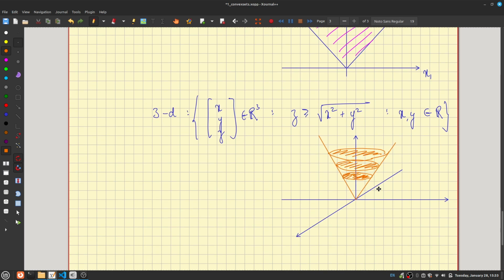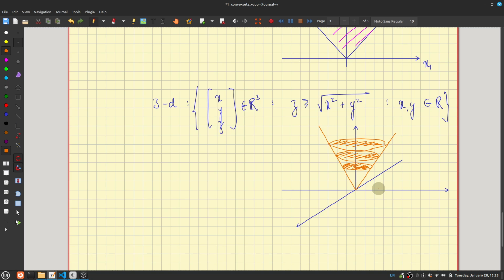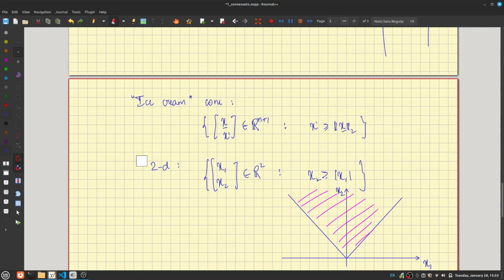Why? Well, geometrically, if you take any point inside this cone, then the ray that shoots out and passes through this will also be within this cone, right? That's intuition, but the intuition is not enough. So let's take any (x, y, z), or more generally, right? So this is my definition.